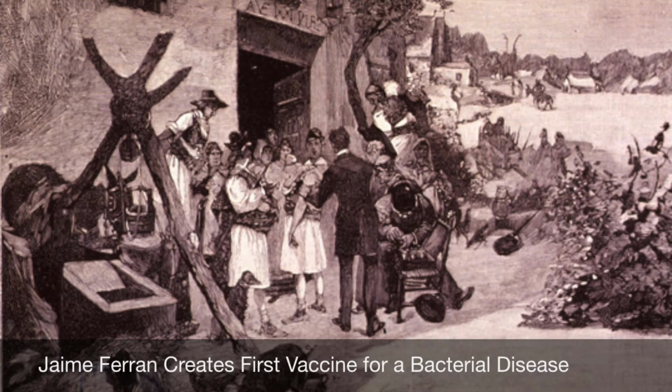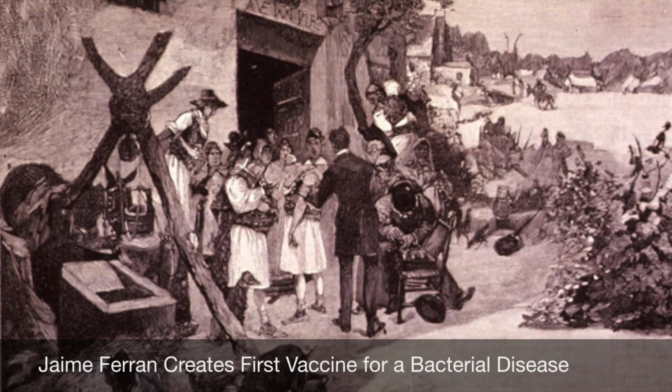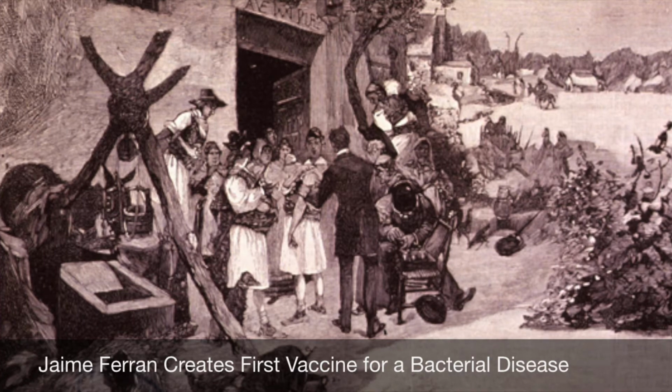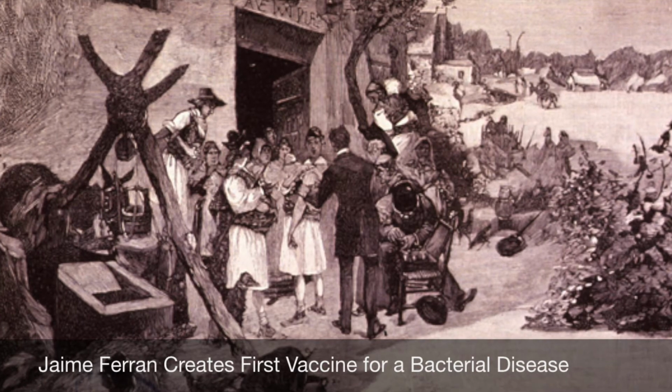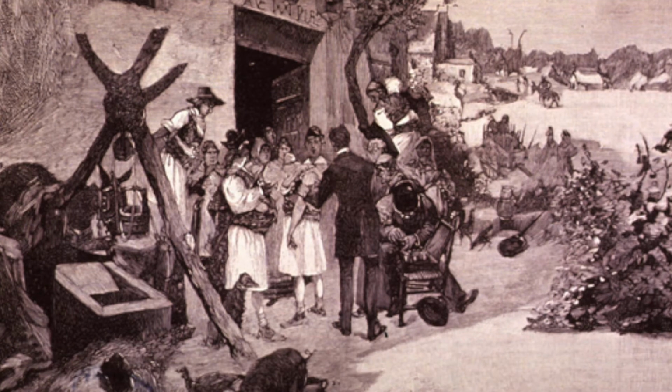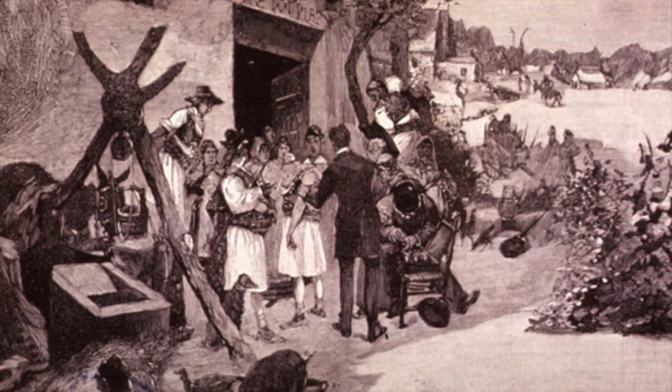Jamie Farron's 1885 cholera vaccine was the first to be used against a human bacterial disease. However, cholera vaccines have never been enormously effective and only confer immunity for a short period.